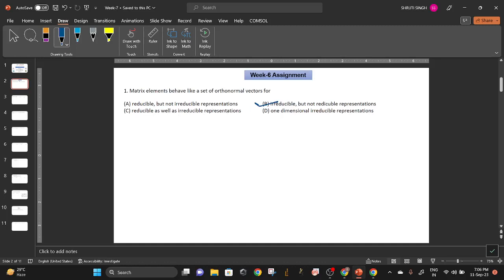Also, we can see that the GOT, the great orthogonality theorem, is applicable only for irreducible representations. It does not apply for reducible. Had it been orthonormal, then it should have been applicable for reducible as well. So in GOT we write like this, right? Summation over R.